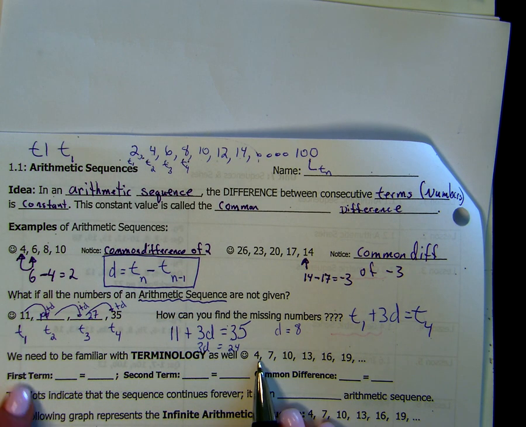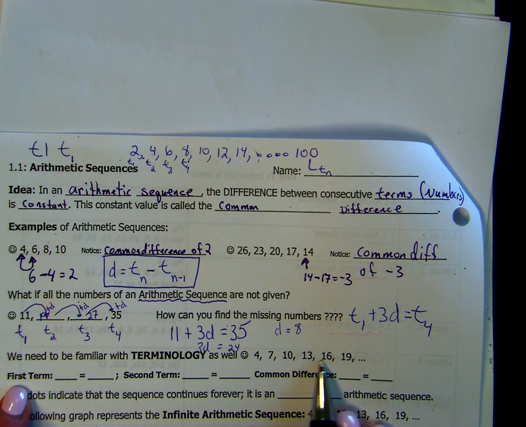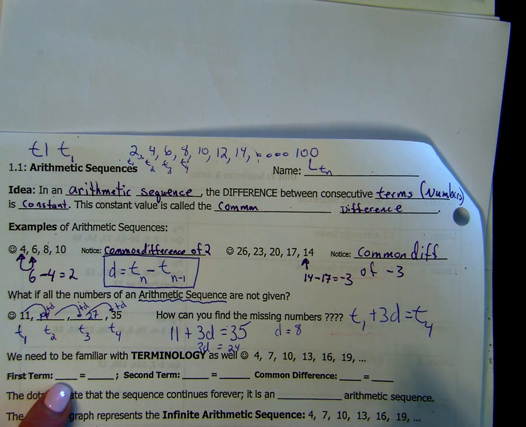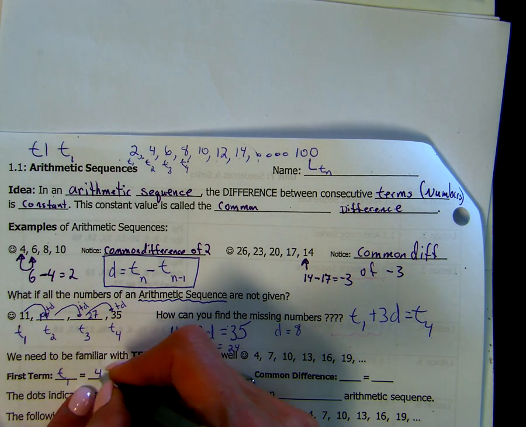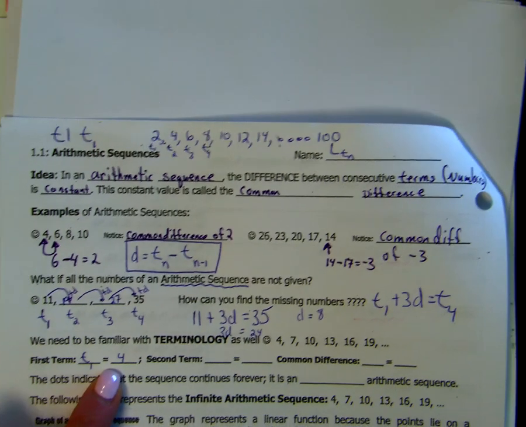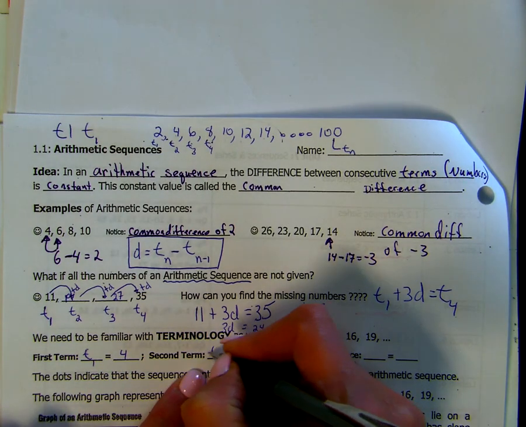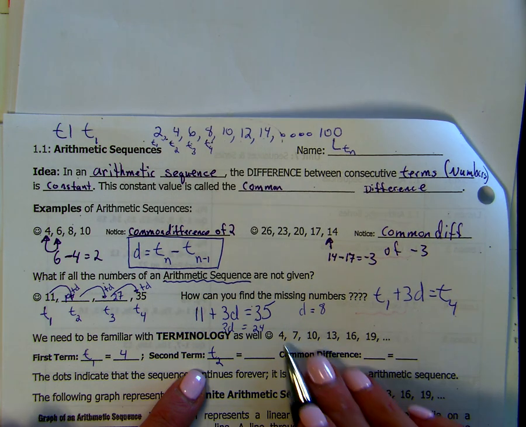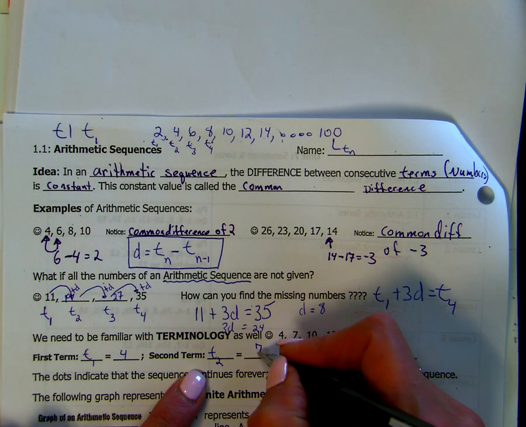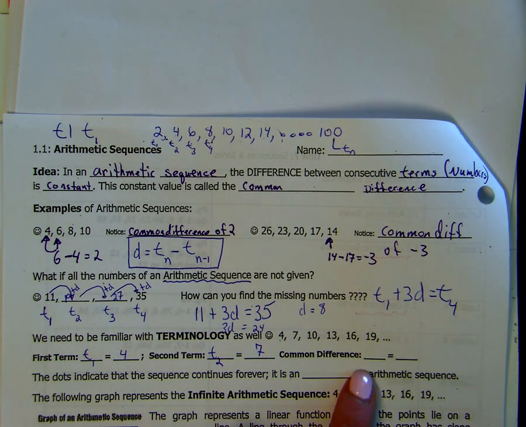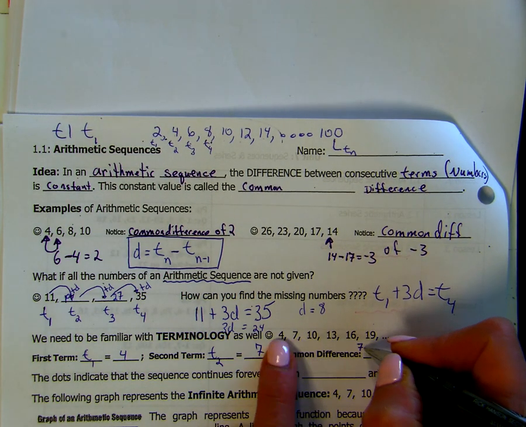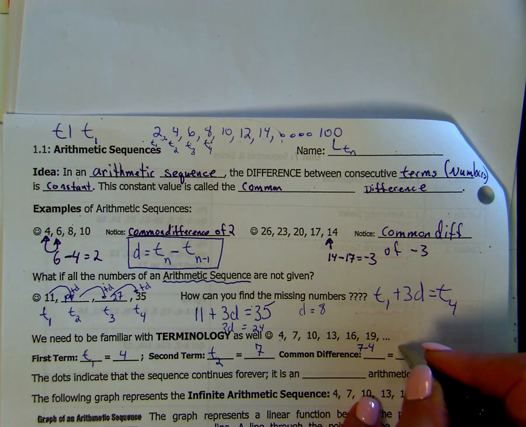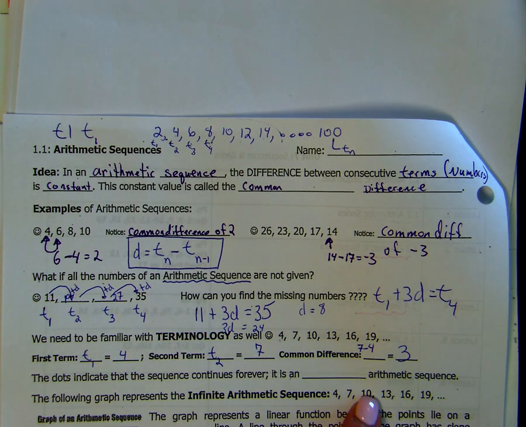Okay, let's get familiar with terminology as well. So 4, 7, 10, 13, 16, 19. Our first term, term 1, is equal to 4. Our second term, term 2, is equal to 7. Our common difference is, take any term, subtract the previous term, you get your common difference of 3.